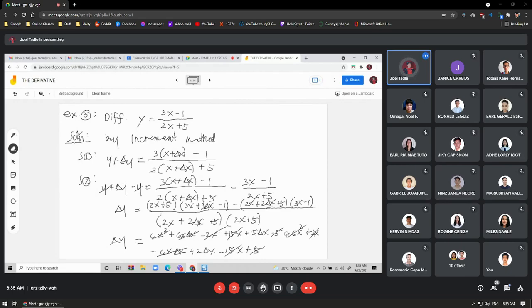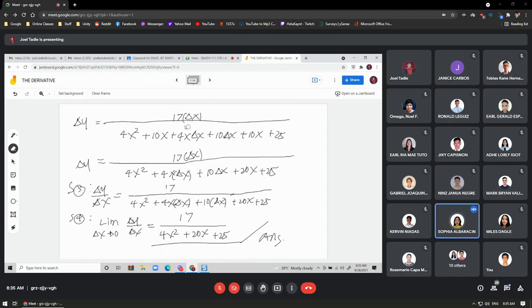So 6x squared minus 6x squared is 0, so they cancel. Then 6x delta x minus 6x delta x is 0 also. Then minus 2x plus 2x is 0. 15x minus 15x is also 0. Then 15 delta x plus 2 delta x is 17 delta x. So what remains, guys, is 17 delta x.